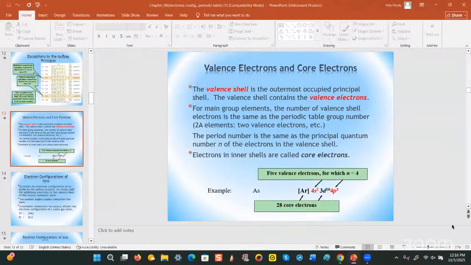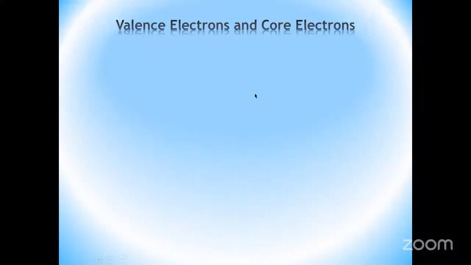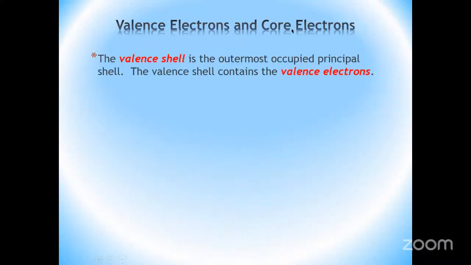All right, so now we're going to talk about the difference between what are known as the valence electrons. I kind of briefly alluded to that term earlier. So we're going to talk about the difference between the valence electrons and what we call the core electrons. Now, the first thing we're going to define is the valence shell, which is the outermost occupied shell of the atom. And the electrons that are located within the valence shell, we call them valence electrons.